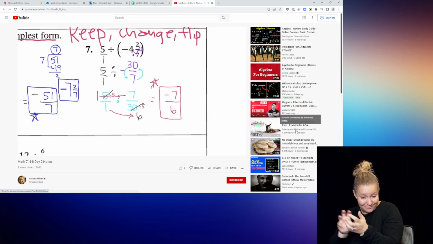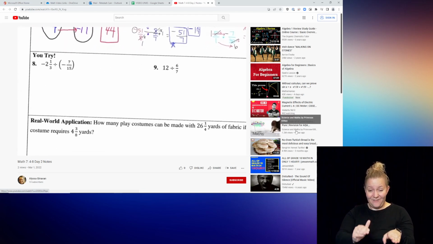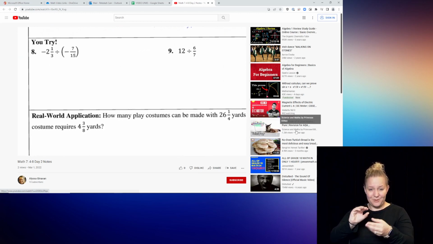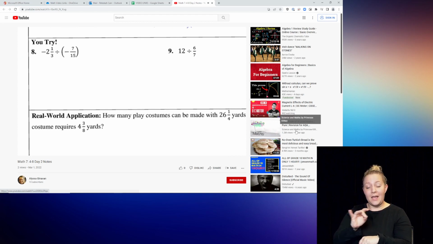Alrighty, now you are going to also practice dividing fractions 2 times. You're going to practice it with number 8 and number 9. So go ahead and pause the video and then push play once you have solved these out or completely simplified them, and also simplify the fractions if needed, and then push play to check your answers.